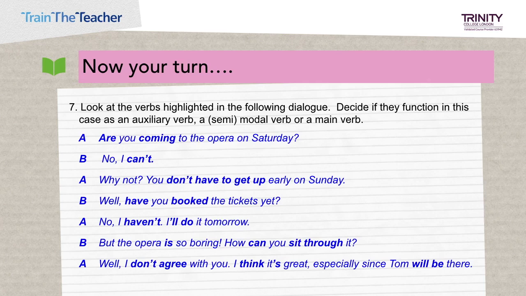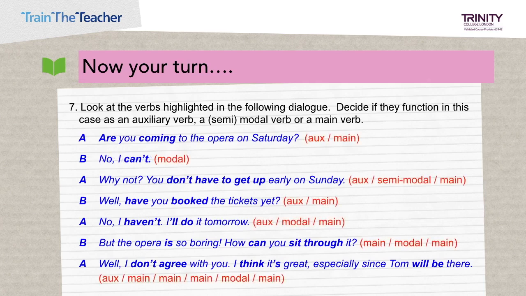And here are the answers. Look at the second line with the sentence, "No, I can't." You can see here, this is just the modal verb can. But we've said before that they can't function alone. Therefore, which main verb is it being used in conjunction with?